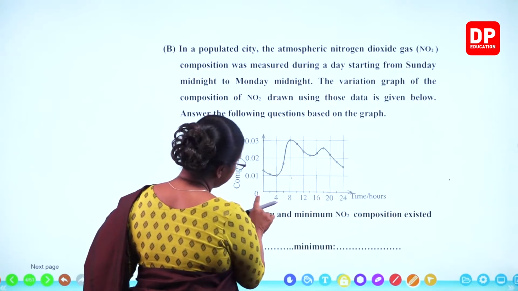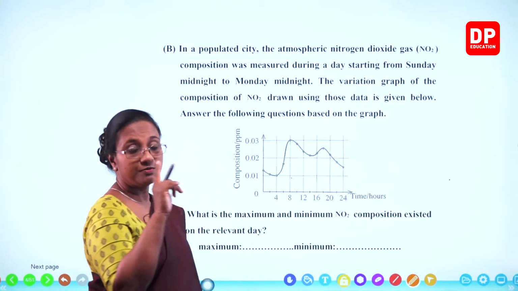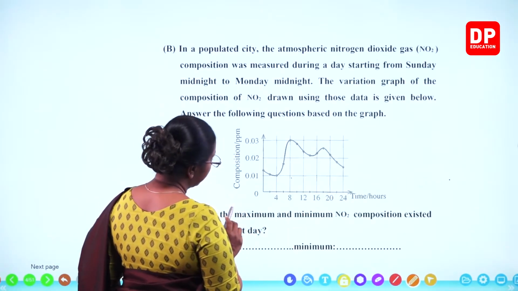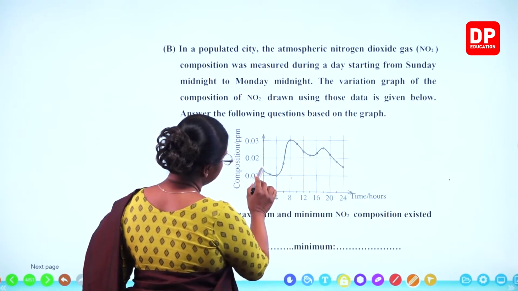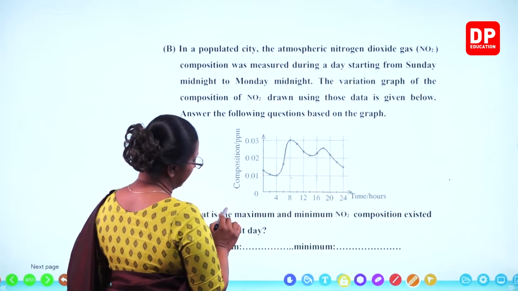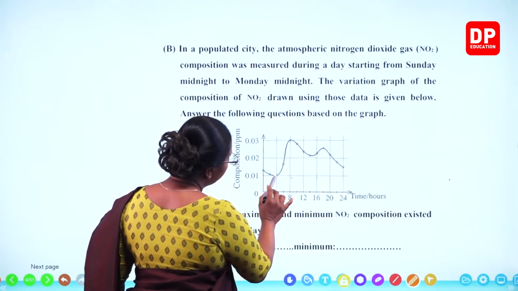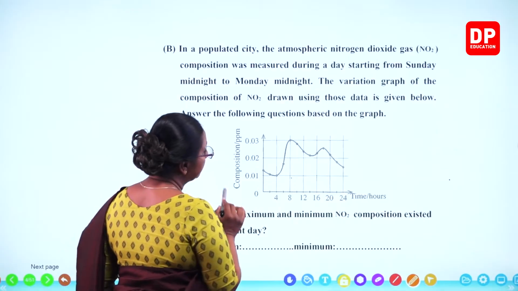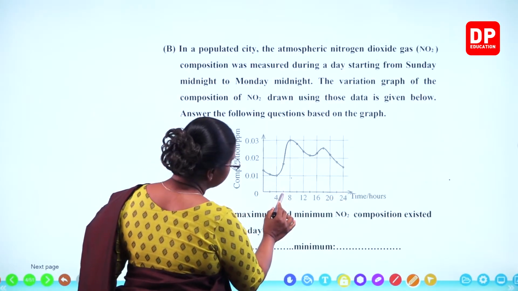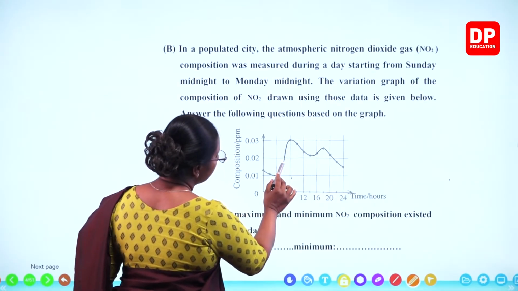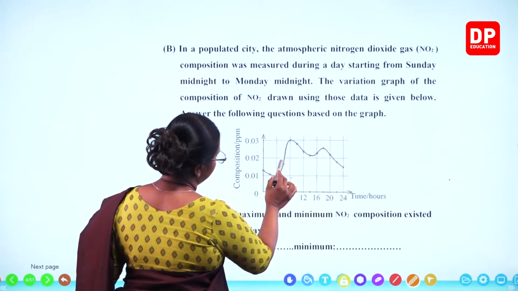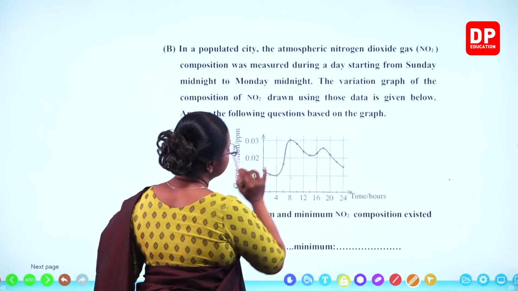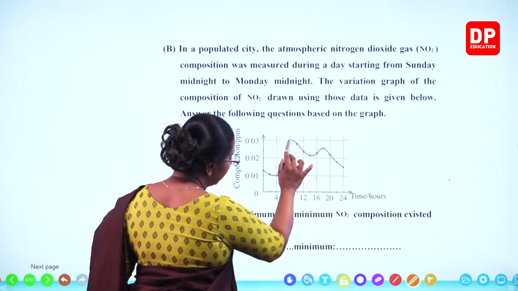Here you can see time starts from 0, it goes on till 24 hours, 1 full day, no? That is starting from Sunday midnight to Monday midnight. So 24 hours is given there. Then you can see as they start at midnight, time 0, a little more than 0.01 ppm. Then it decreases. At 4 a.m., the nitrogen dioxide gas is very less. That's the minimum value. Then again here 4 and 8, so the half mark is 6. Around 6 o'clock in the morning, you can see it's rising. From 0.01, it's going towards 0.02. Then at this point, you can see the highest value 0.03 is obtained at 8 a.m.